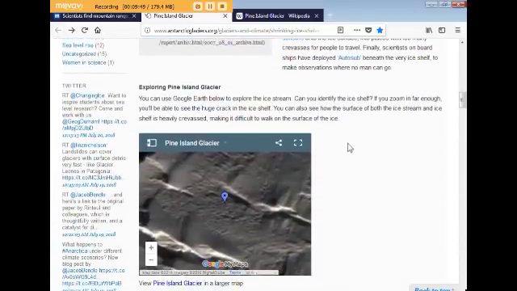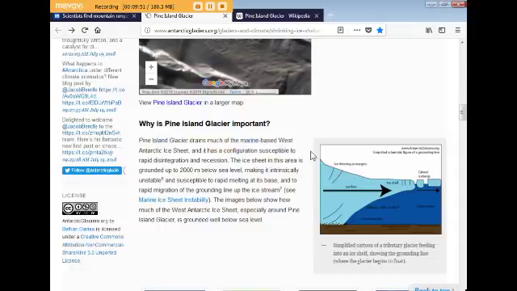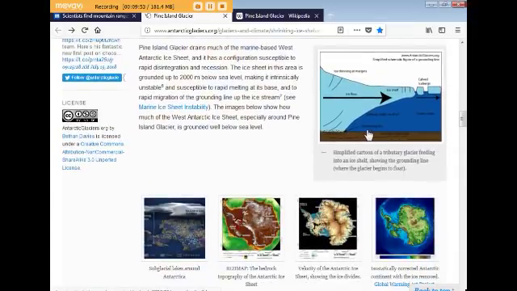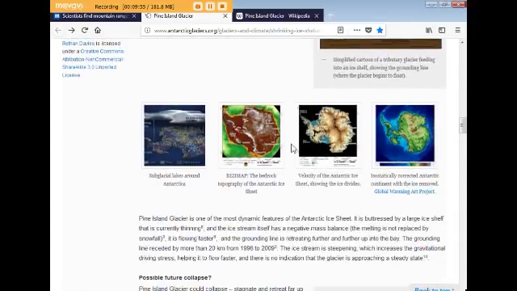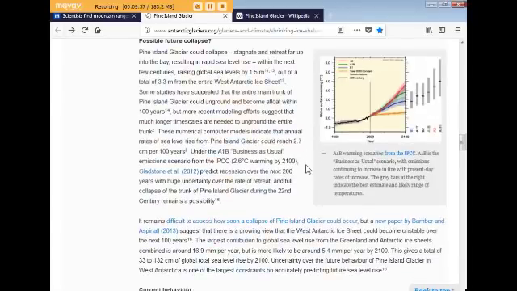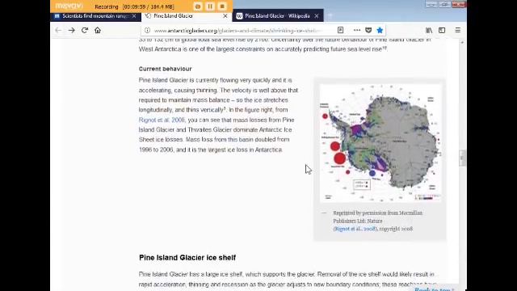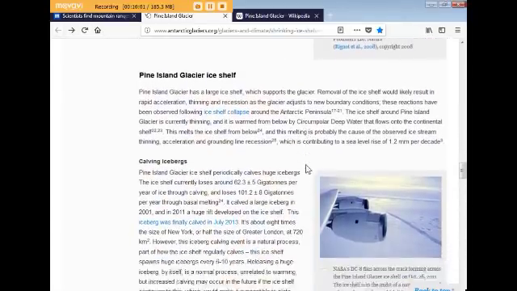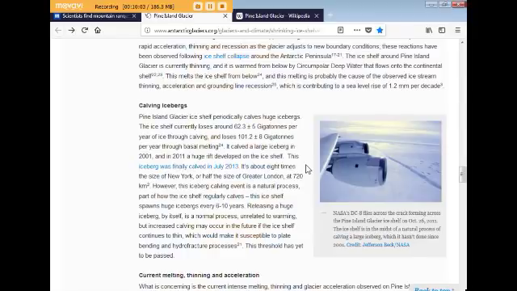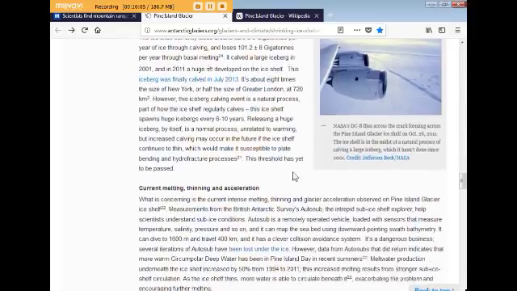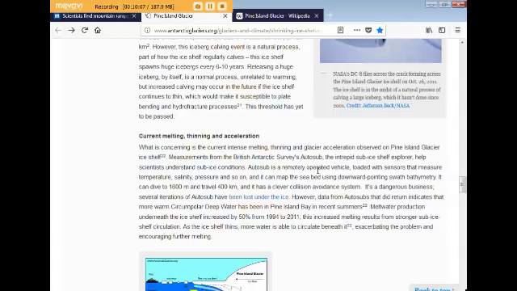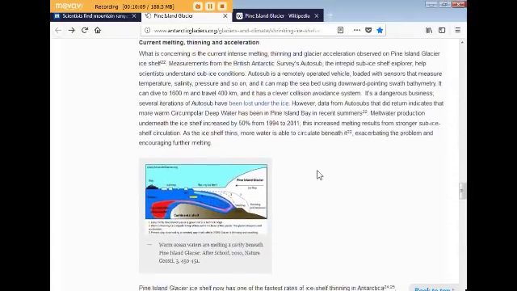So this is a really good website. Here's a lot of data, a lot of information. I'm just going to go through this quickly. You get the idea: calving icebergs, this and that, current melting, thinning, and acceleration.